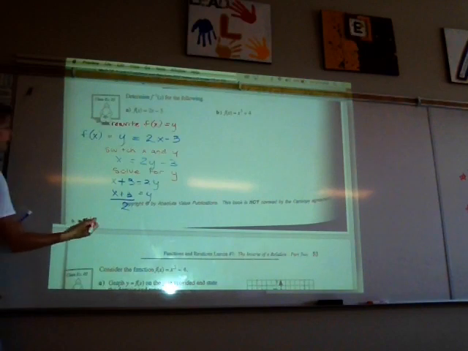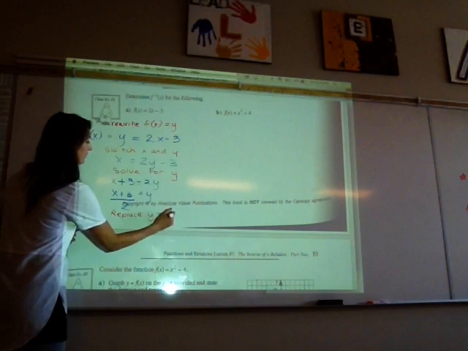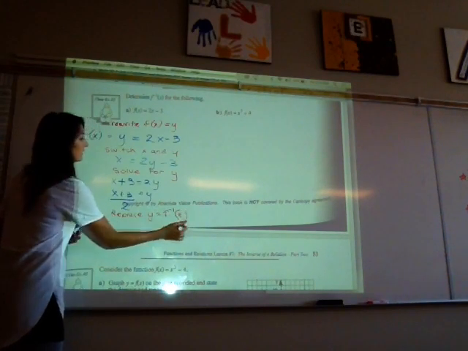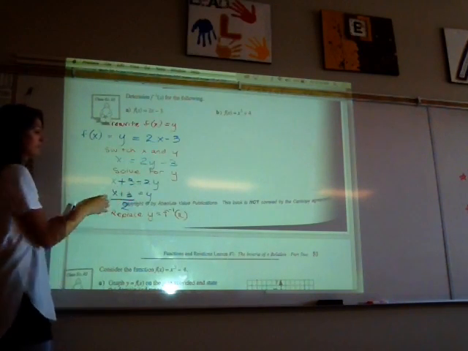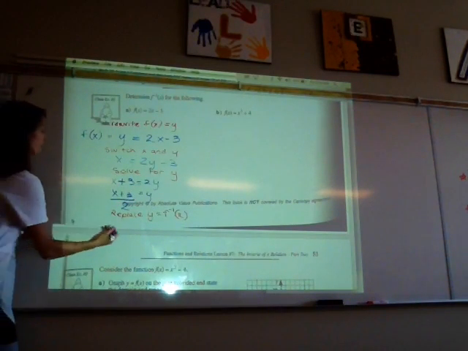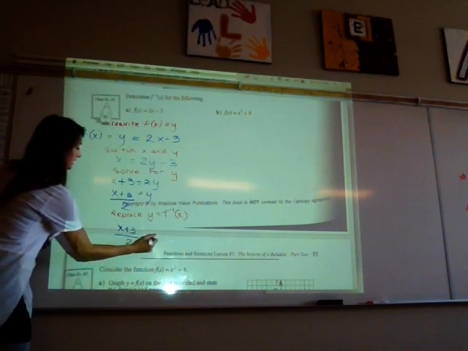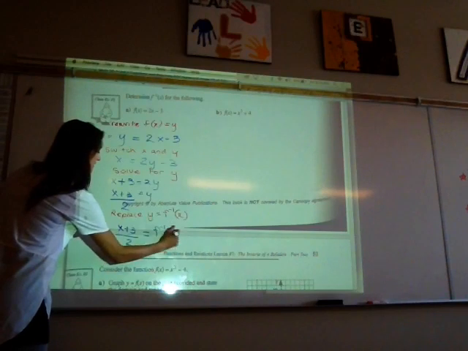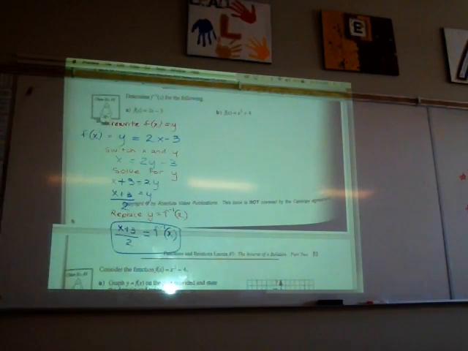Last step is just to replace the y with the inverse function. Because we've switched the x and y, this is our inverse, so our final function will look like x plus 3 over 2 is equal to the inverse of f of x. Okay, so I'm going to leave this up here with the steps, and I want you guys to try B.